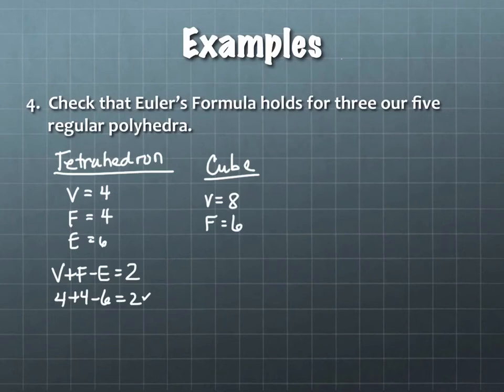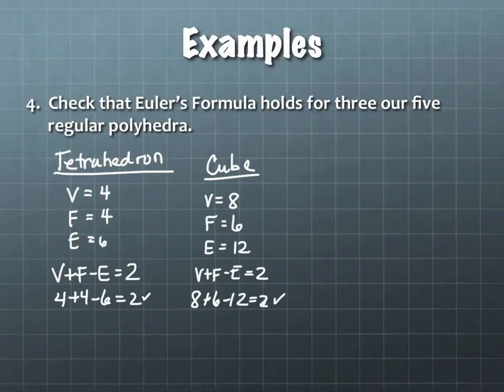6. 4 lateral faces, base on top, base on bottom. How many edges? 12. 4 around the top, 4 around the side, the lateral ones, and 4 on the bottom. So vertices plus faces minus edges, does it equal 2? Yeah, so we have 8 plus 6 minus 12, and it does in fact equal 2.